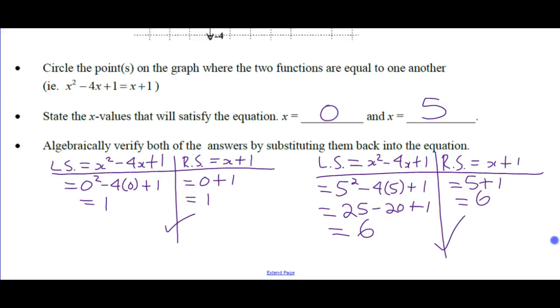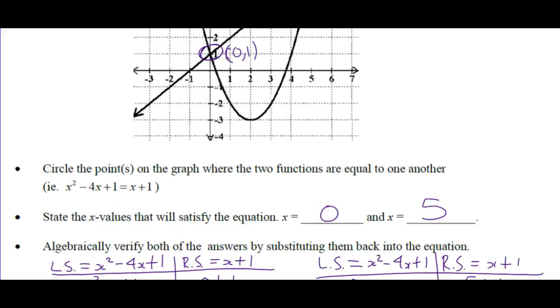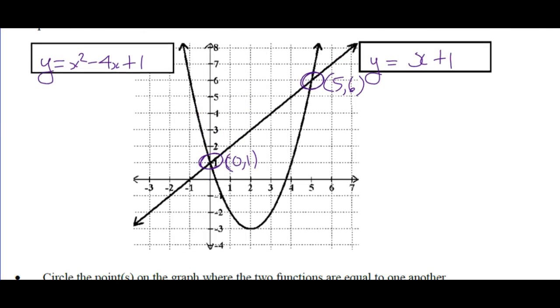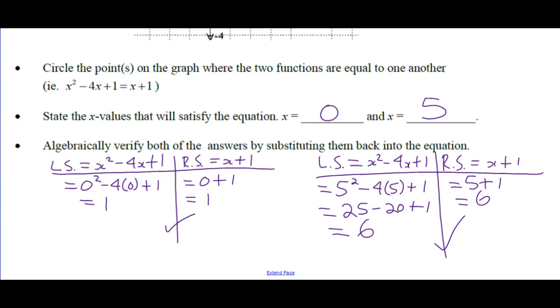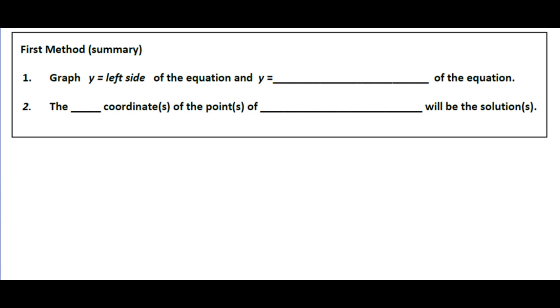True. Okay. Questions? No? Just graph the two graphs. Find the intersection. You can use your calculator. You can read them off the graph. First method. Graph y equals the left side of the equation and y equals the right side of the equation. The blank coordinates of the points of blank will be the solutions.